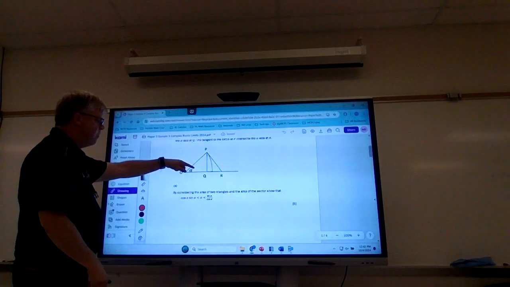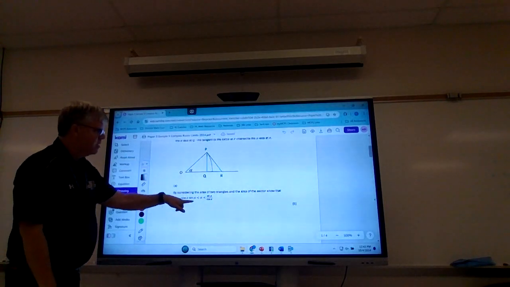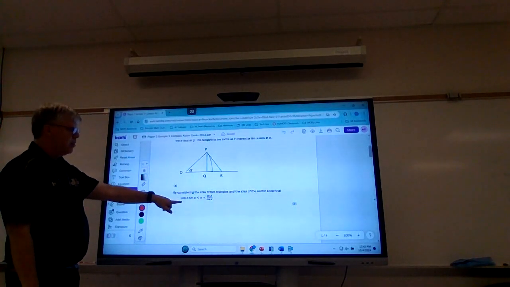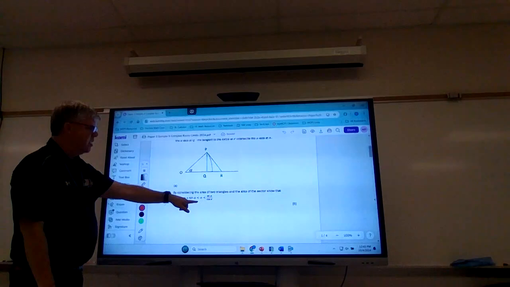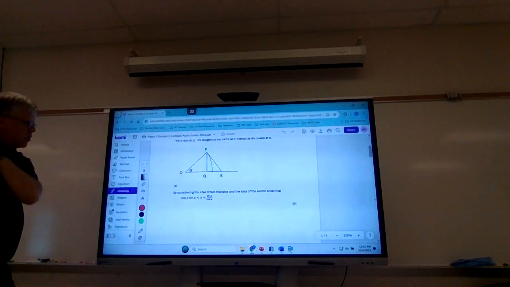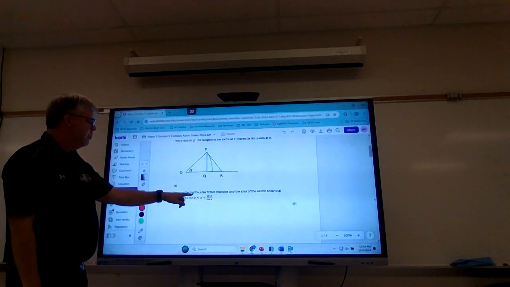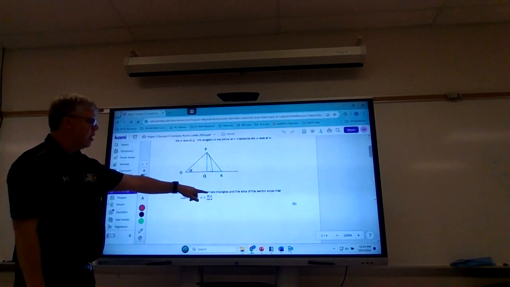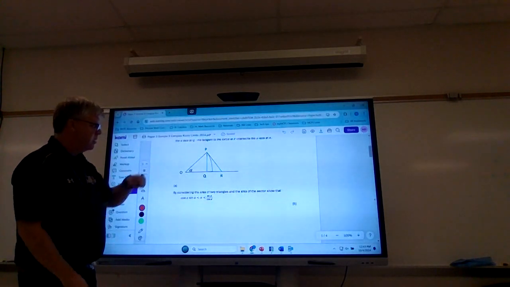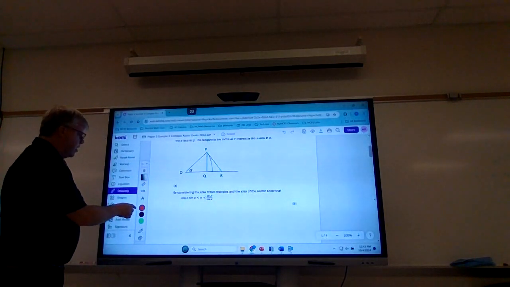They gave you this diagram and they want you to show this inequality relationship: cosine alpha sine alpha is less than alpha, which is less than sine alpha over cosine alpha. It says to get to this by considering the area of two triangles and the area of the sector from this thing up here. So there are a couple things we can add to this.